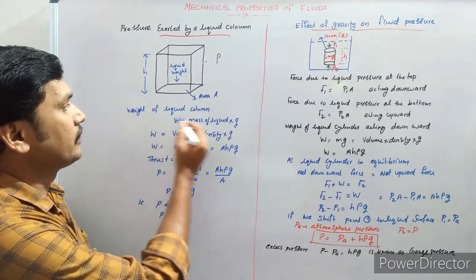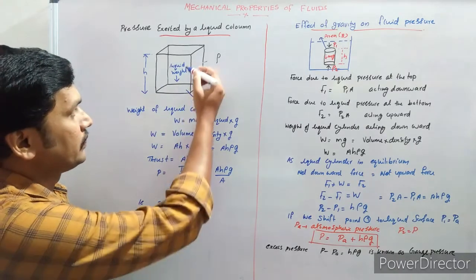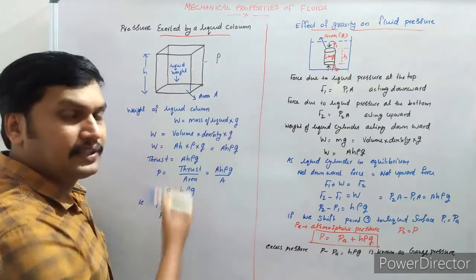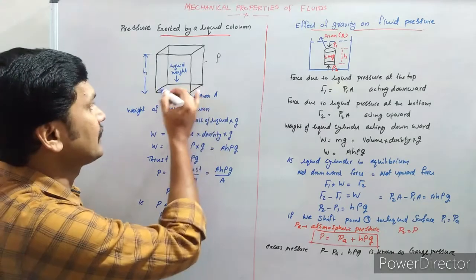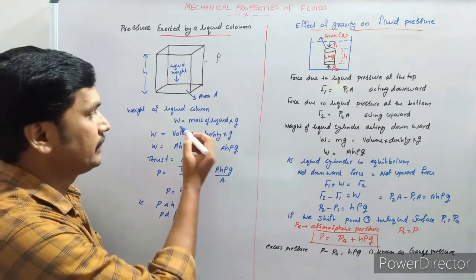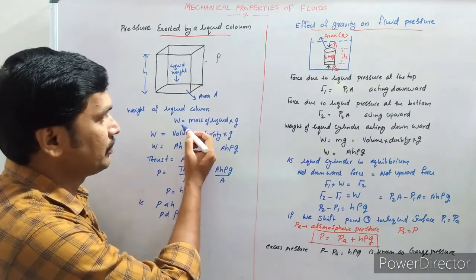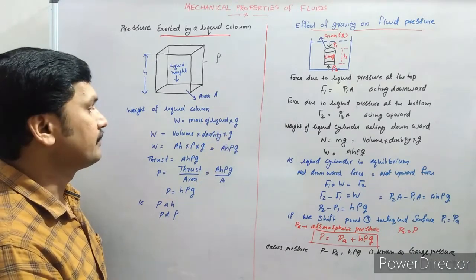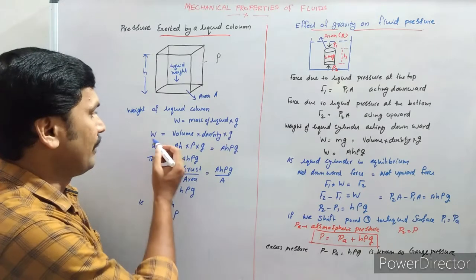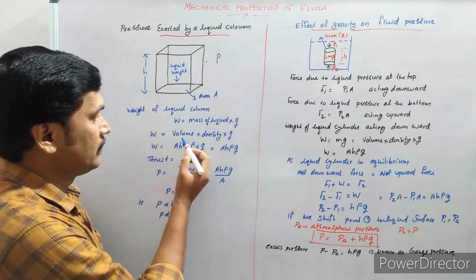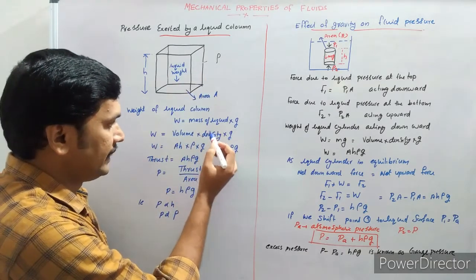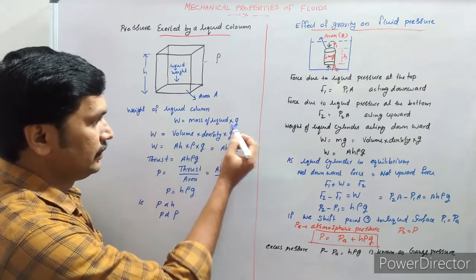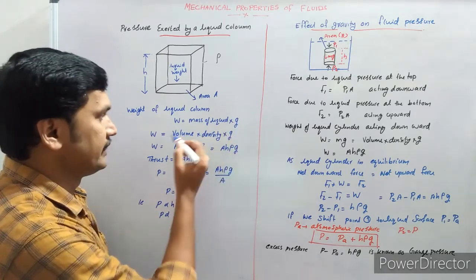So the weight of the liquid column, which is actually the thrust on this surface, we can calculate. The weight of the liquid column is W equal to mass of the liquid into g, acceleration due to gravity. Mass of the liquid is equal to volume into density, so weight is volume into density into acceleration due to gravity. That is the weight.